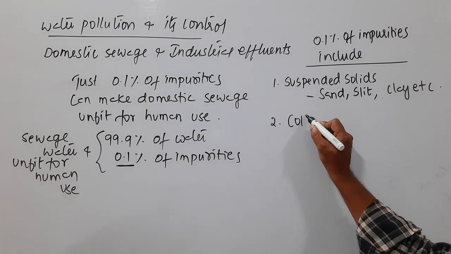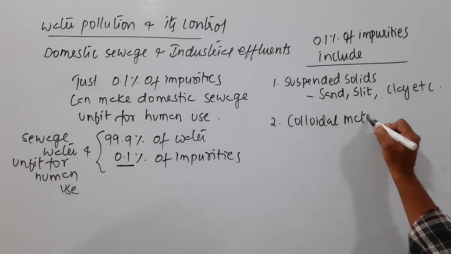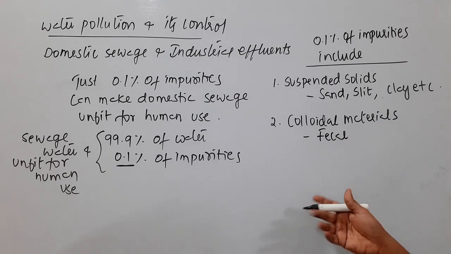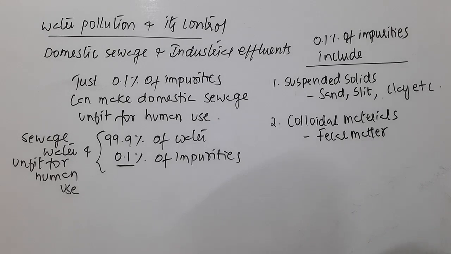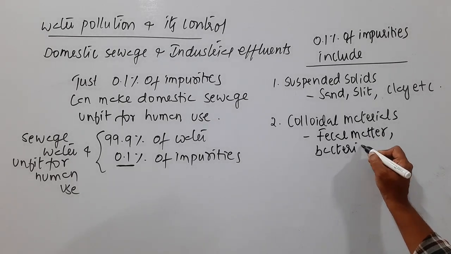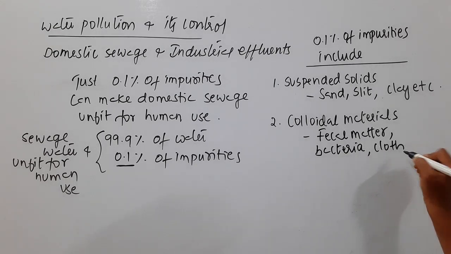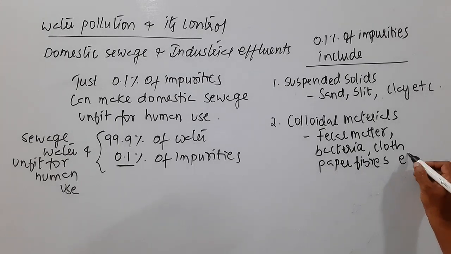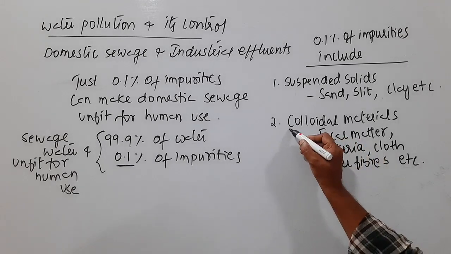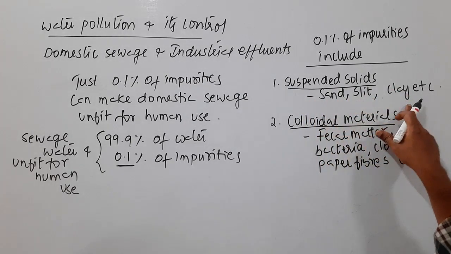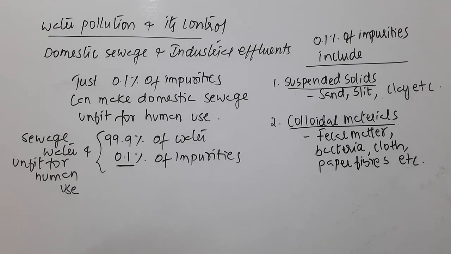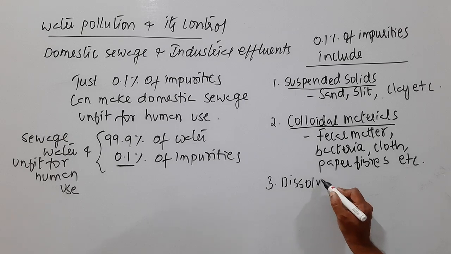The next one is colloidal materials. These colloidal materials include fecal matter of human beings, bacteria, the cloth we throw outside into the drainages, and paper fibers, etc. So suspended solids include sand, silt, clay, etc., whereas colloidal materials include fecal matter, bacteria, cloth, and paper fibers, etc. Then it also has dissolved materials.